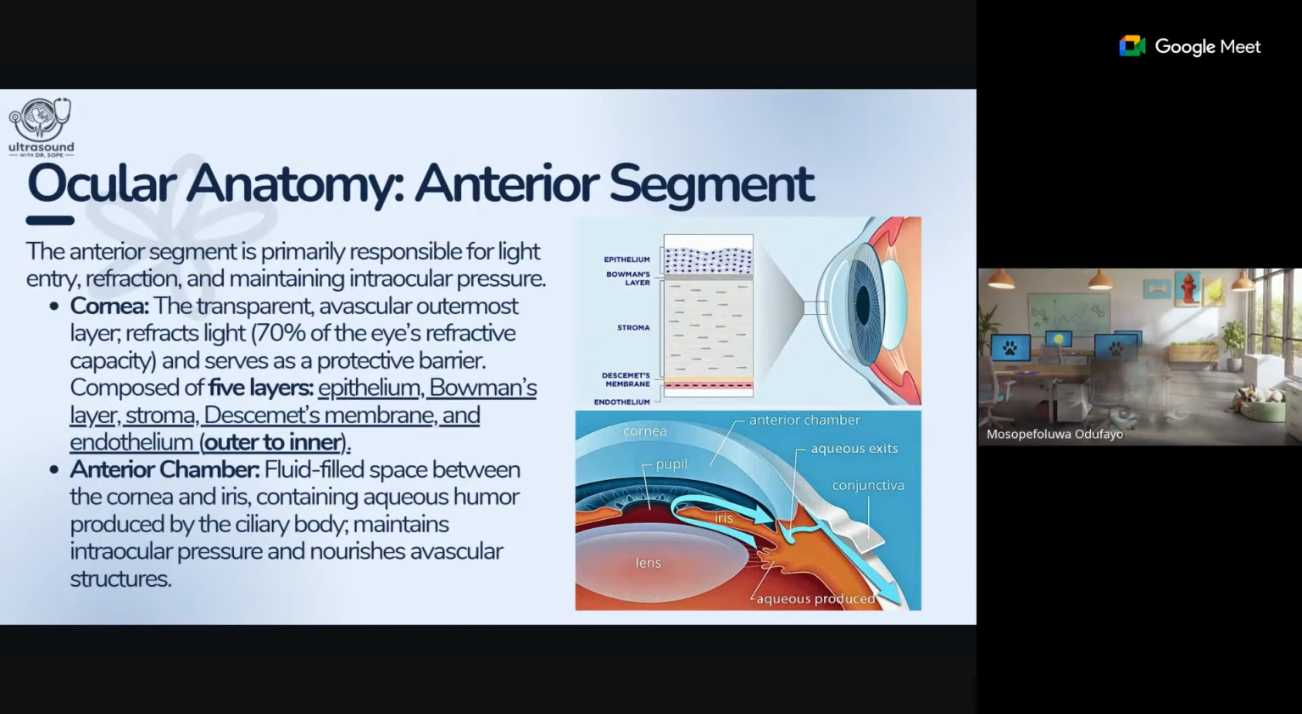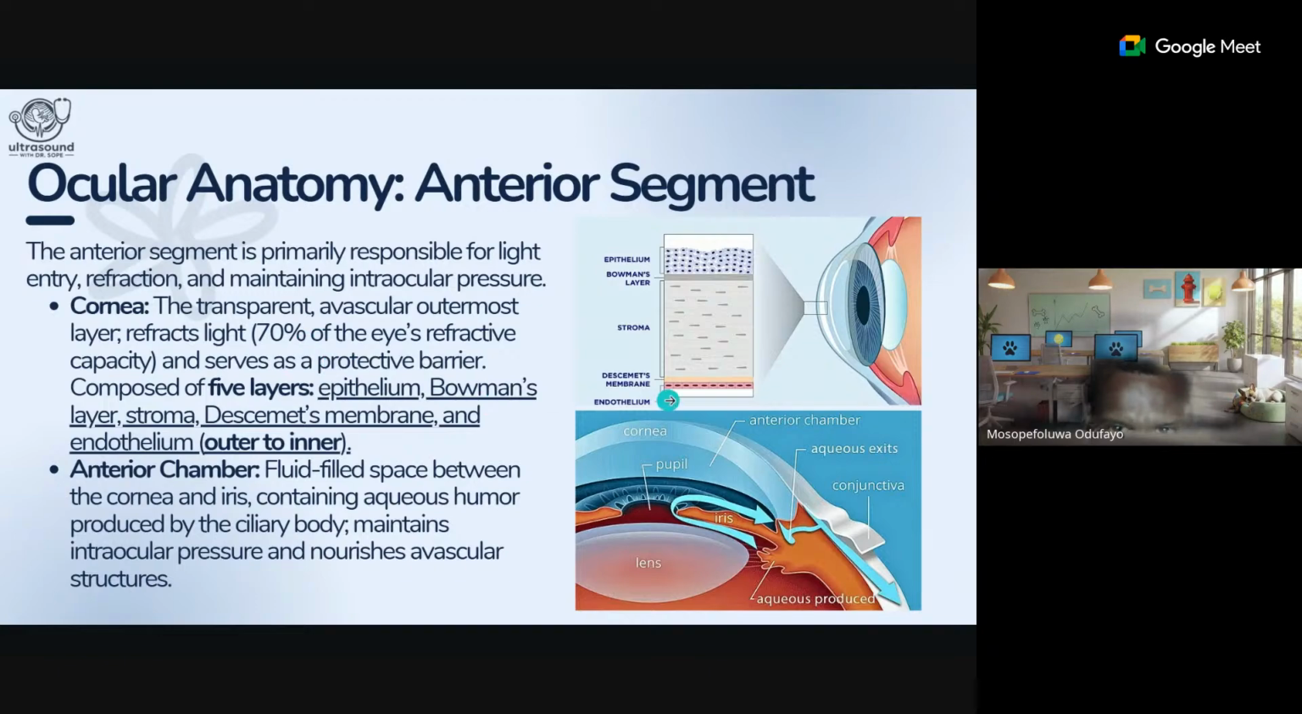Like we said, it is responsible for light entry. Light enters the eye through the anterior segment. It is properly directed and refracted in the anterior segment, and the intraocular pressure is maintained by the components of the anterior segment. What are the key components of the anterior segment? The first is the cornea. This thing is very important. It is the transparent, avascular outermost layer of the anterior segment.